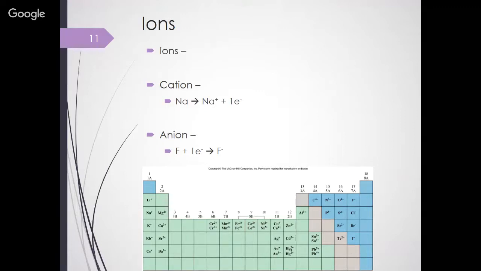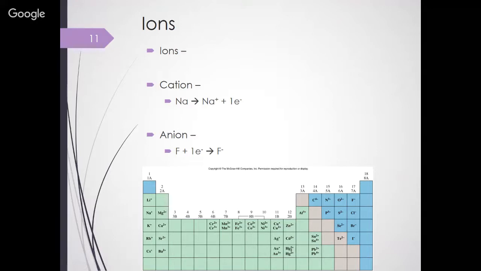So something that an atom can do is either gain or lose electrons. And when it does that, it becomes an ion. And an ion is something that has a charge associated with it. So it's either positive or negative. So the positively charged ion we call a cation. And the way that we remember that is the T in cation looks like a positive sign. So it is a positively charged atom.